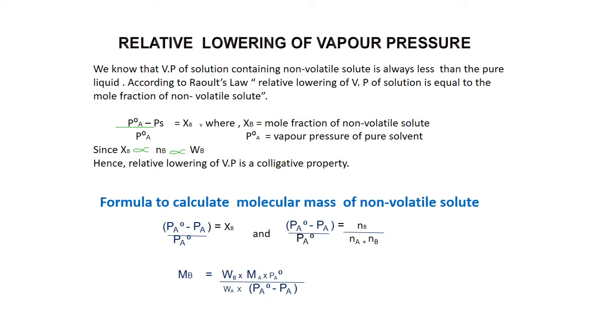The formula we can use to calculate the molecular mass of a non-volatile solute is (P naught A minus PA) upon P naught A is equal to Xb, and we know that Xb is equal to Nb upon Na plus Nb. The values of Nb and Na can be placed as their values W by M. So the molecular mass can be calculated using the formula Wb upon Wa, Ma into PA naught upon the decrease in the vapor pressure, PA naught minus PA.